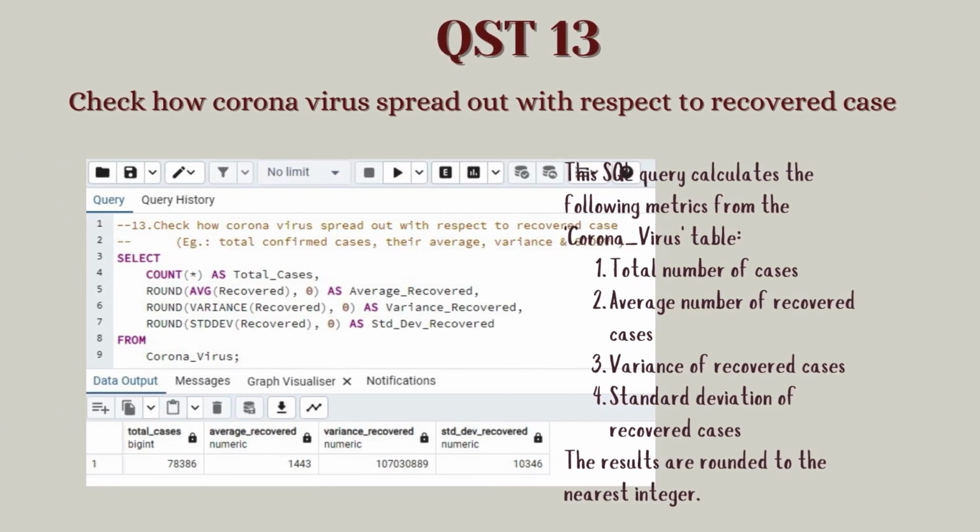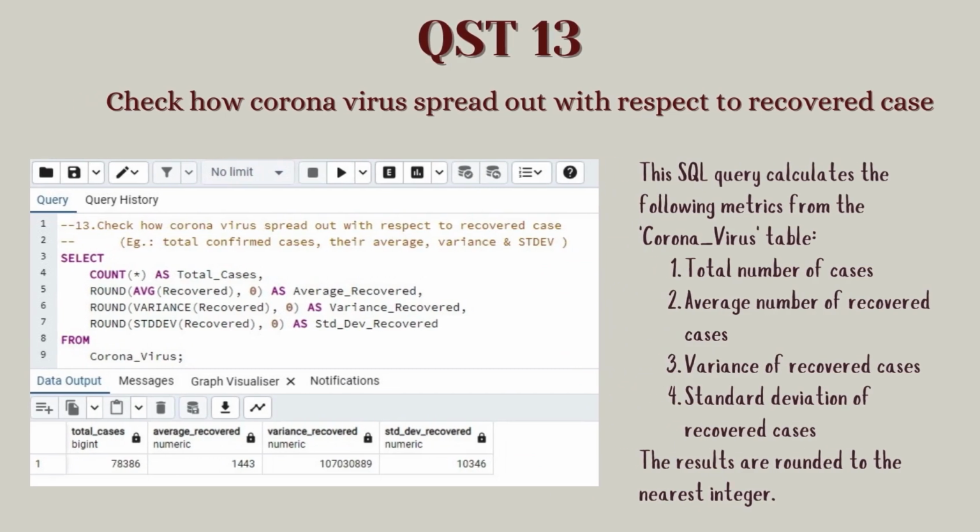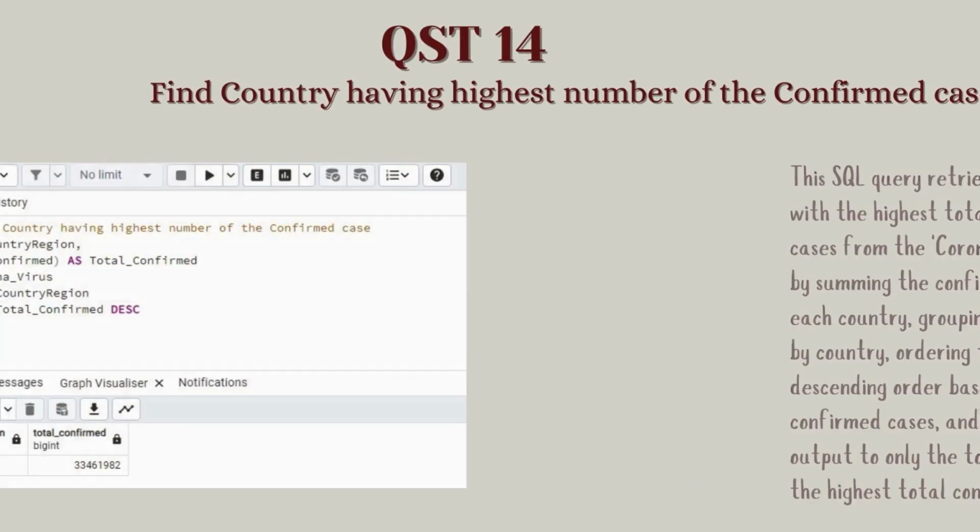Our 13th analysis question is to check the spread with respect to recovered cases. In this case, it shall be similar to the 12th question. However, the results are only rounded to the nearest integer. We shall not group and we shall not see the order by.